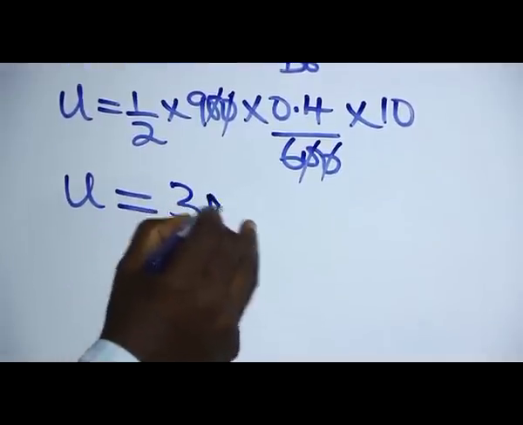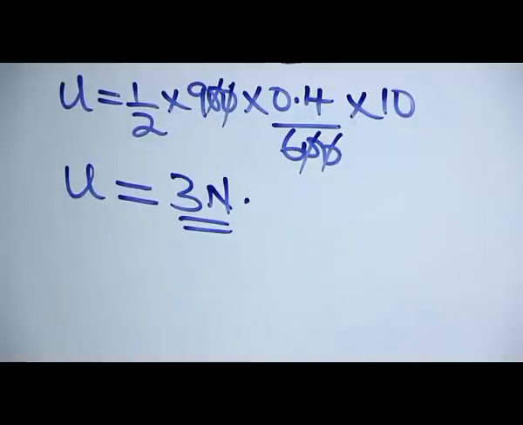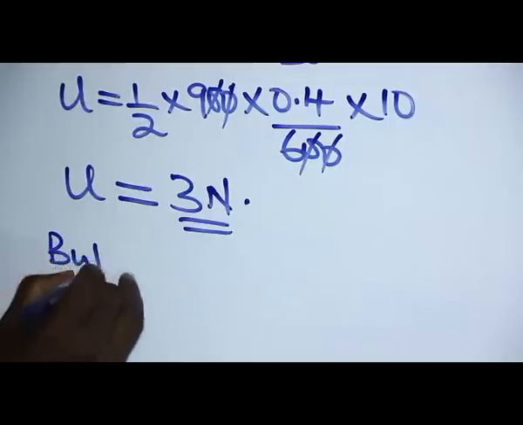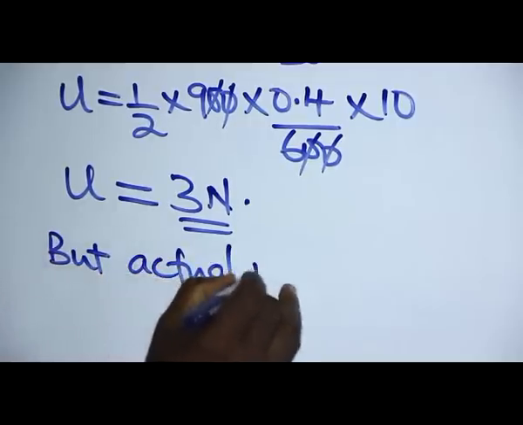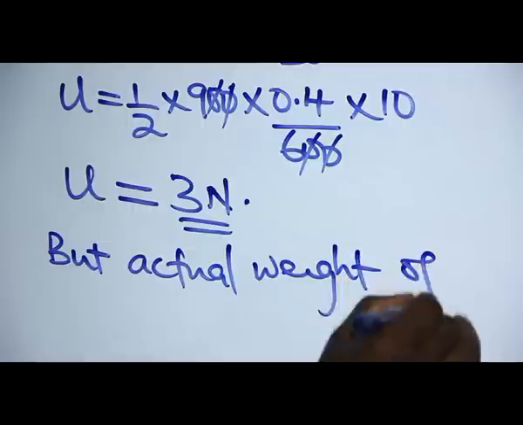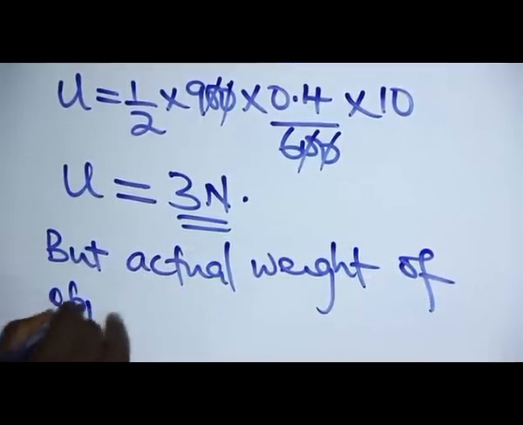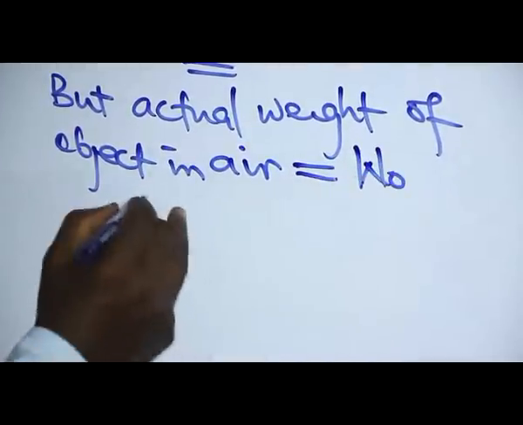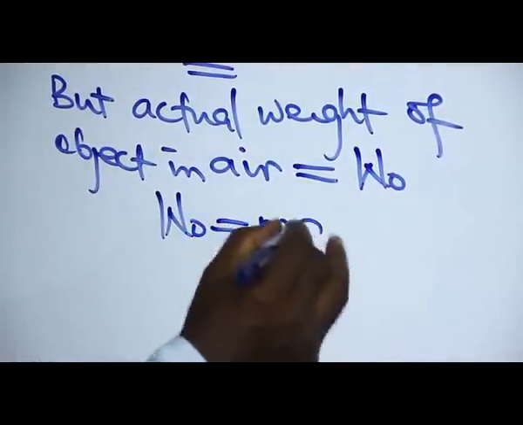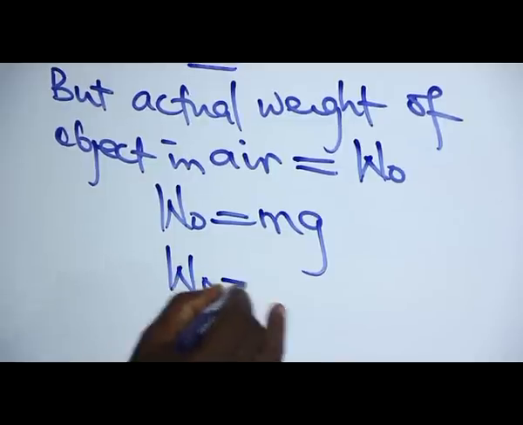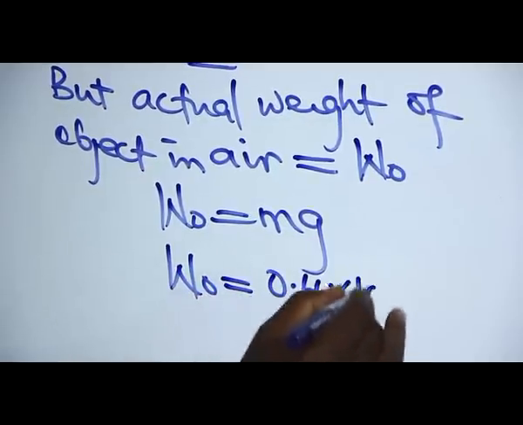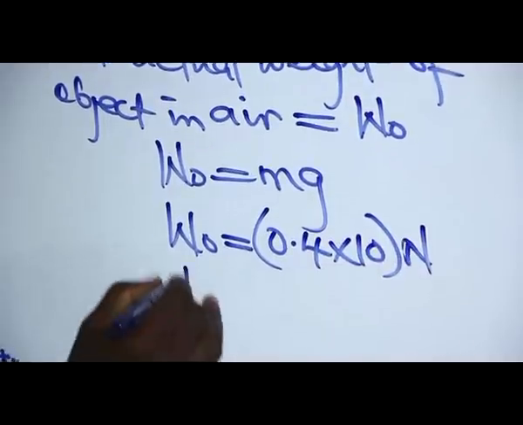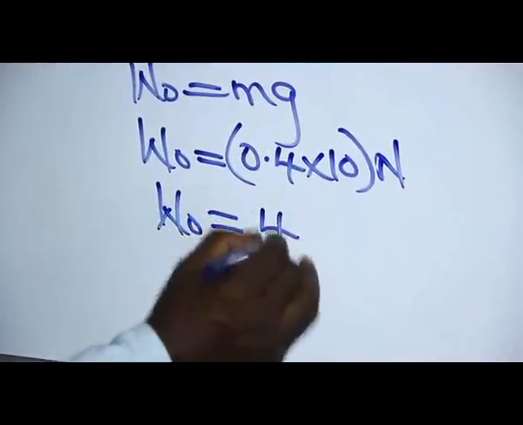3 Newton. Having obtained the upthrust, we also need to know the actual weight of the object in air. The actual weight of the object in air is mg. The weight of the object will give 0.4 times 10 Newton. The weight of the object is 4 Newton.